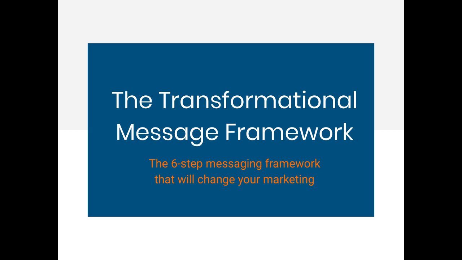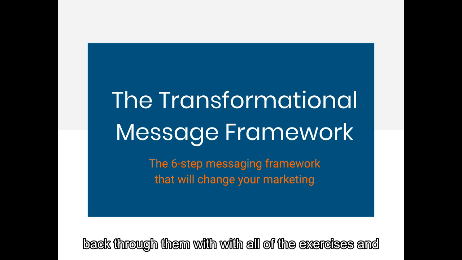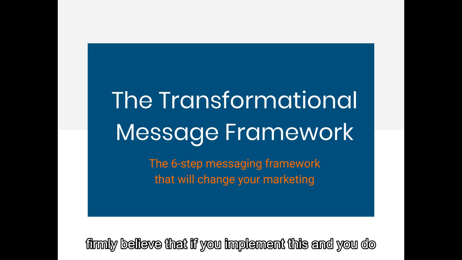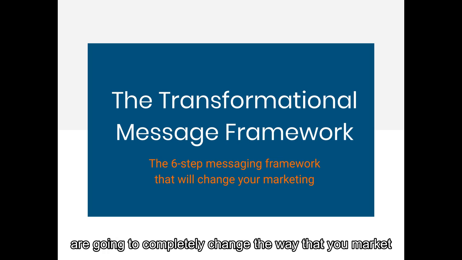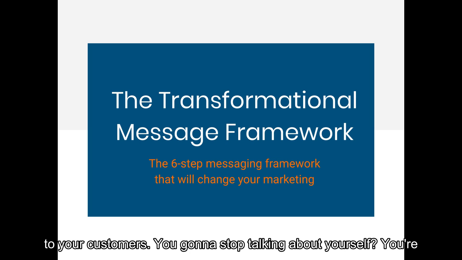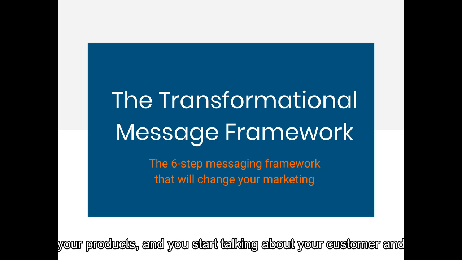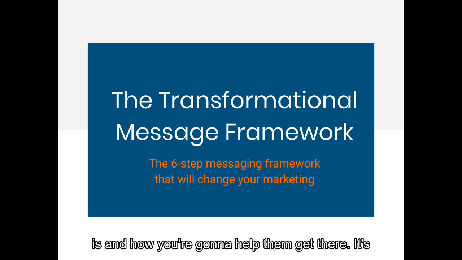So without further ado, this is the framework. I'm going to go through the six steps here first, and then we're going to go back through them with all of the exercises and examples to help them stick. But I do firmly believe that if you implement this and do the work in this framework, you are going to completely change the way that you market to your customers. You're going to stop talking about yourself, your services, your products. And you're going to start talking about your customer and the transformation you're making for them, what their aspirational identity is, and how you're going to help them get there.